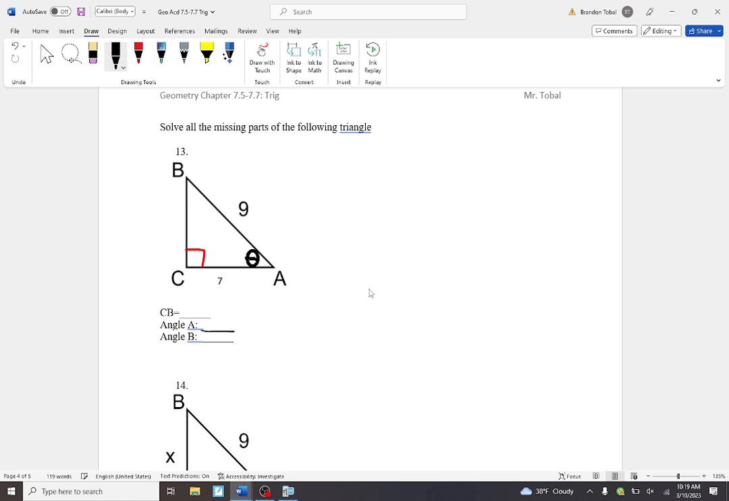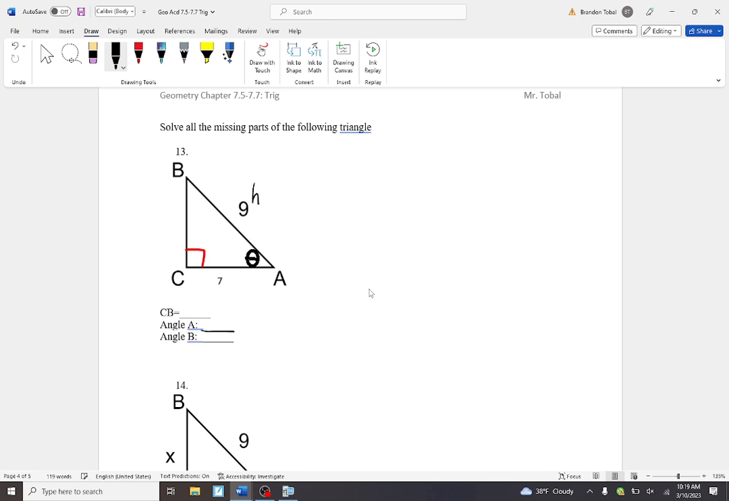For this one we're solving all the missing pieces. Two years ago, I didn't have this correct, so I just reuse a couple of questions. If they look similar, don't sweat it. So 9 is height, right? Good. So you have to choose what you're going to find first. Let's find angle A first.